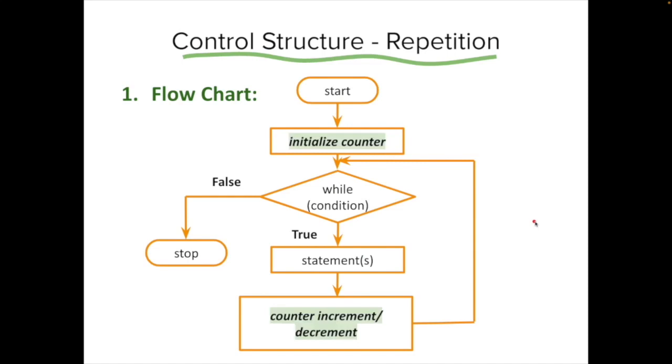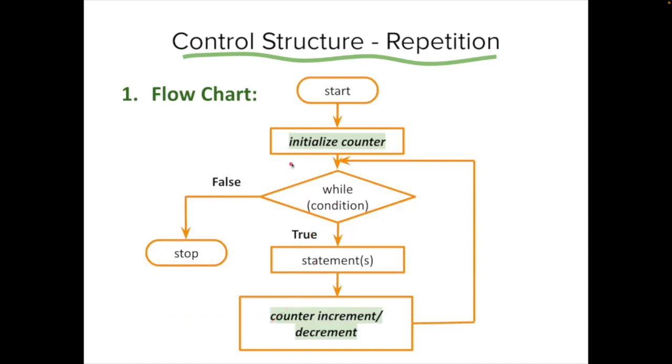Yes. Ada 2 petak proses. Okay. Yang pertama, lepas sahaja start, dipanggil initialize counter. And then, barulah kita masuk condition kita. Okay. And then true buat apa? False pergi ke stop. Okay. And then, sebelum dia nak repeat balik tu, dia kena go through this one petak, we call it counter increment or decrement. Increment maksudnya meningkat. Decrement maksudnya menurun. Okay?